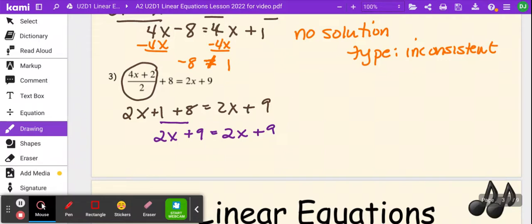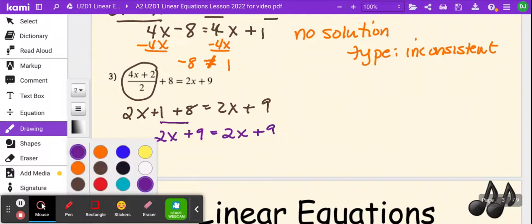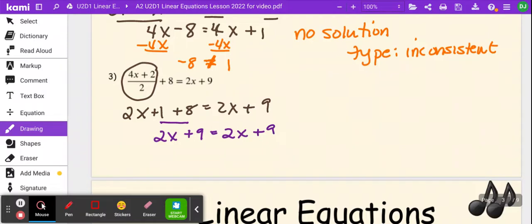What you need to notice is that even if I take this further, the left side is identical to the right side right now. But if I take this one step further, and let's say I subtract the 2x like I did above, you're going to get 9 equals 9. And that's true. No matter what I put in for x, I'm always going to get the same thing on the left as on the right.